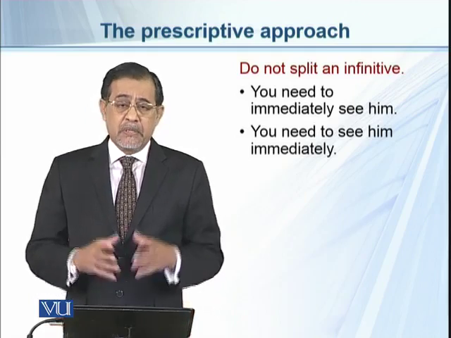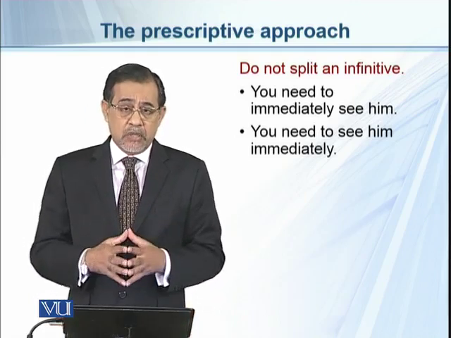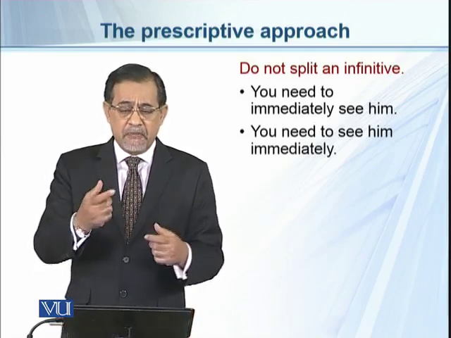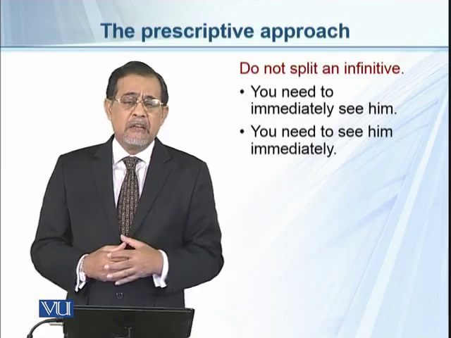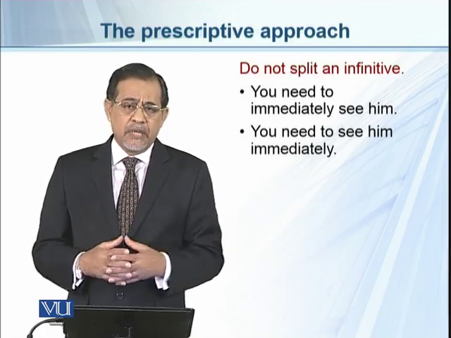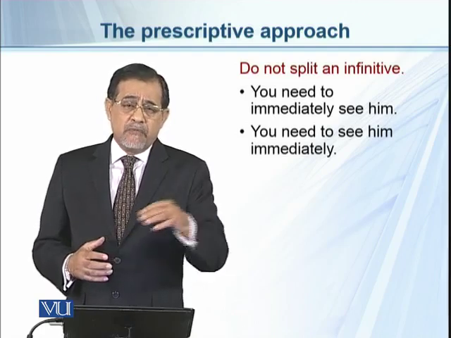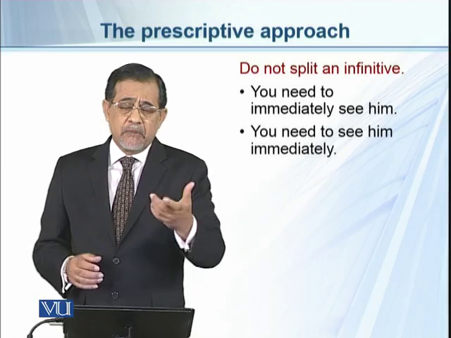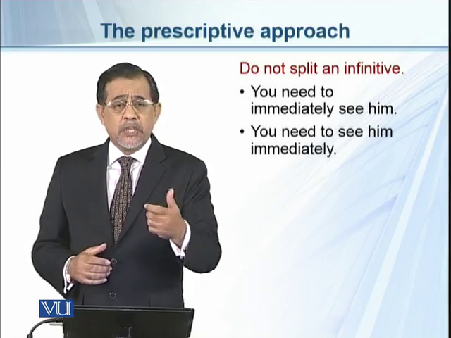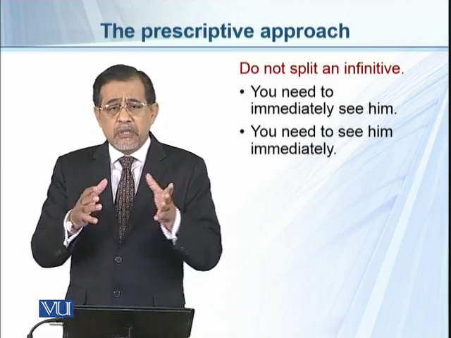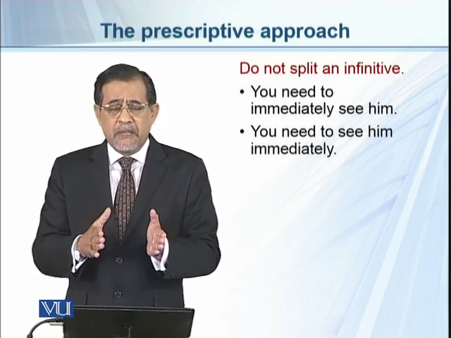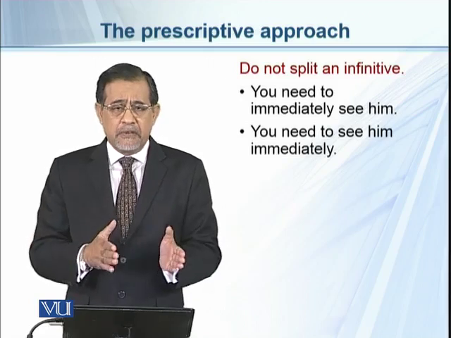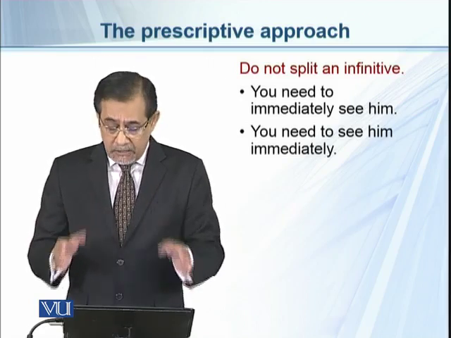For example, it is still taught to students: do not split an infinitive. In English, the infinitive is the basic form of a verb in which we add "to" before the first form. For example, we have the first form of the verb eat and we add "to," so "to eat" becomes an infinitive, right? Similarly, to play is an infinitive. To go is an infinitive. To run is an infinitive.